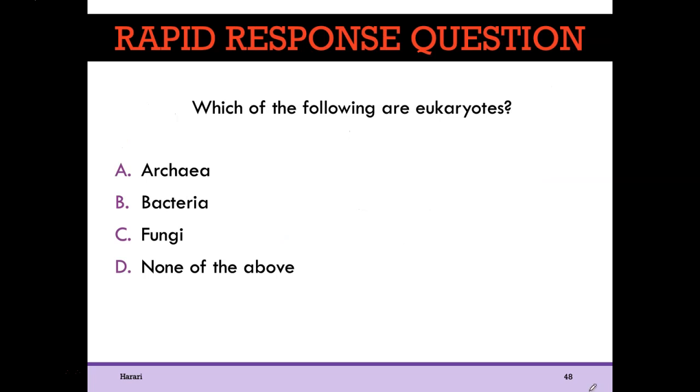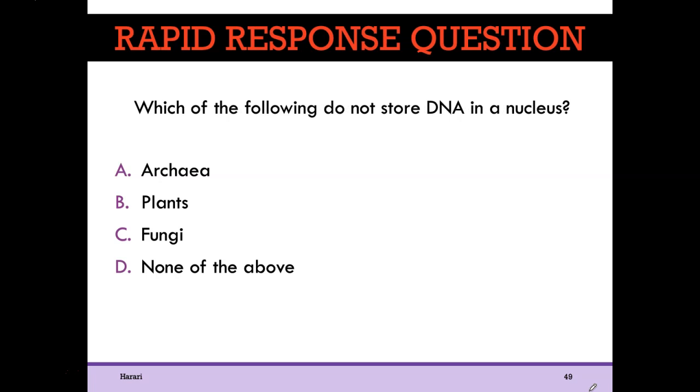Which of the following are eukaryotes? Pause here, and the answer is C. Fungi are eukaryotes. Archaea and bacteria do not have a nucleus. They are prokaryotes. Which of the following do not store DNA in a nucleus? The answer is A. Archaea do not store DNA in a nucleus. They are prokaryotes.